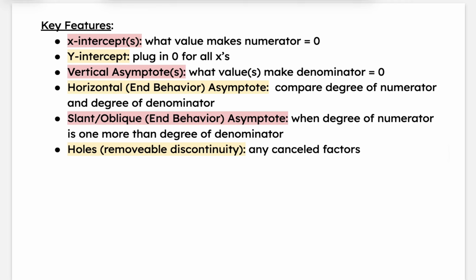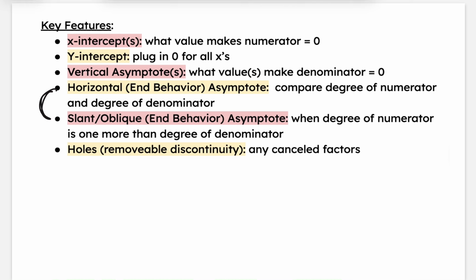The horizontal asymptote, which we can also call the end behavior asymptote, we're going to find that by comparing the degree of the numerator and the degree of the denominator. If we have a slant or oblique end behavior asymptote, that is when the degree of the numerator is 1 more than the degree of the denominator. We can't have both of these at the same time. So you're either going to have a horizontal asymptote or you could have a slant or oblique asymptote, but both can't occur at the same time. And then holes or removable discontinuities are any canceled factors that we have.